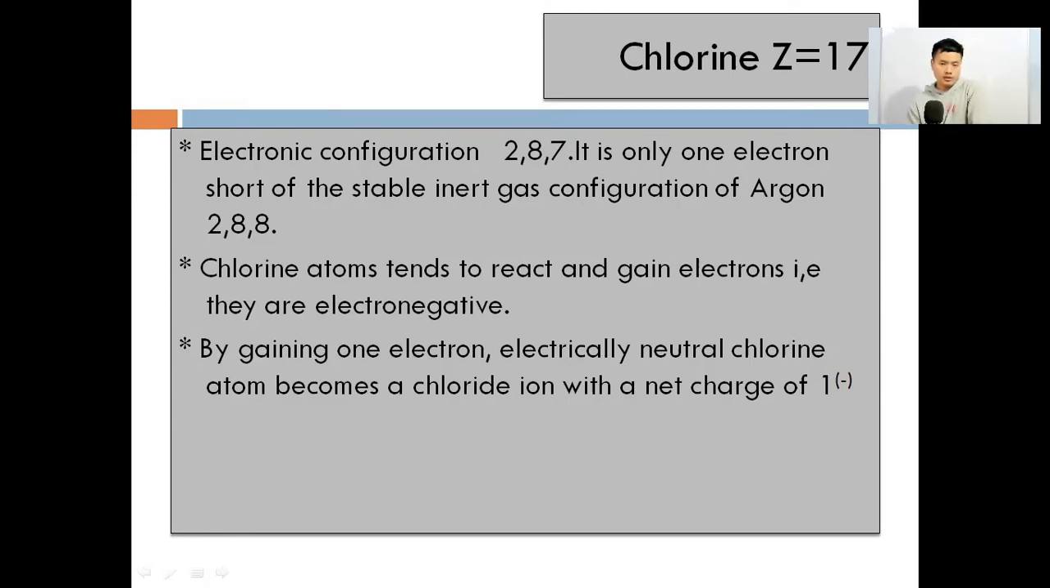We know that the electronic configuration of argon, which is a noble gas, is 2, 8, 8. Chlorine atoms tend to react and gain electrons. That is, they are electronegative. For chlorine, gaining electrons is easier than losing them since it needs only 1 more electron. By gaining 1 electron, the electrically neutral chlorine atom becomes a chloride ion with a net charge of 1 negative. When chlorine gains 1 electron, it becomes negatively charged.